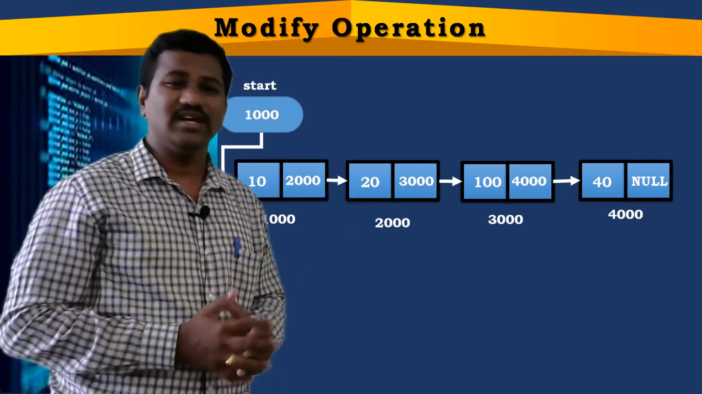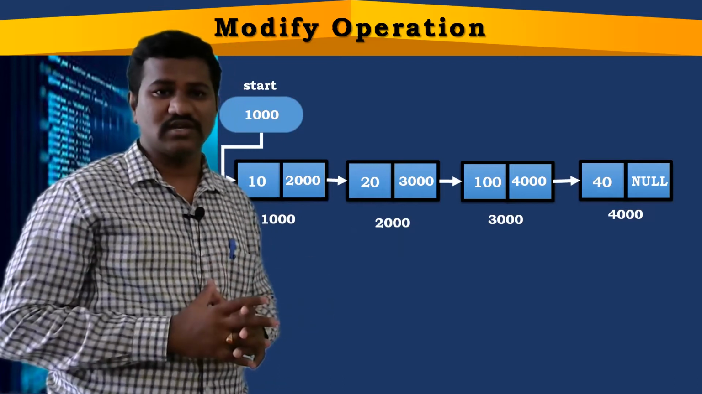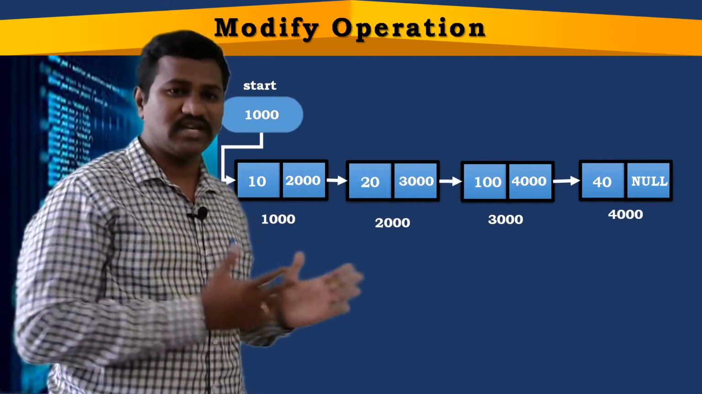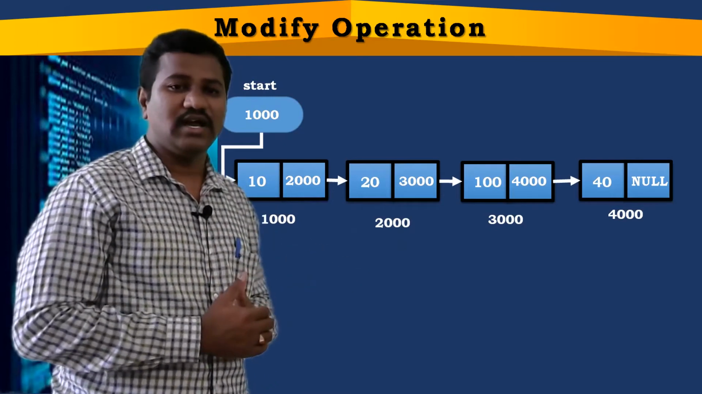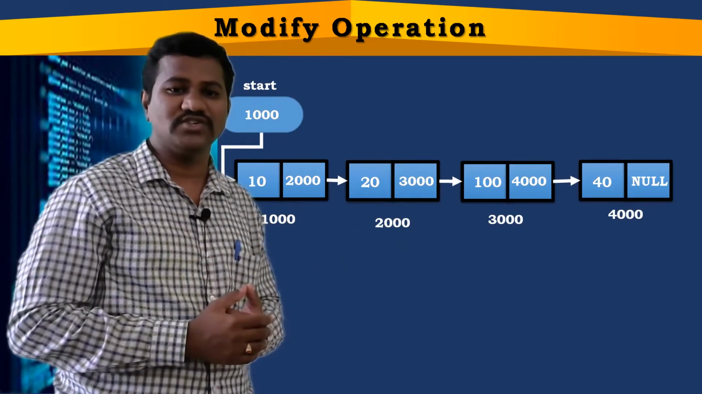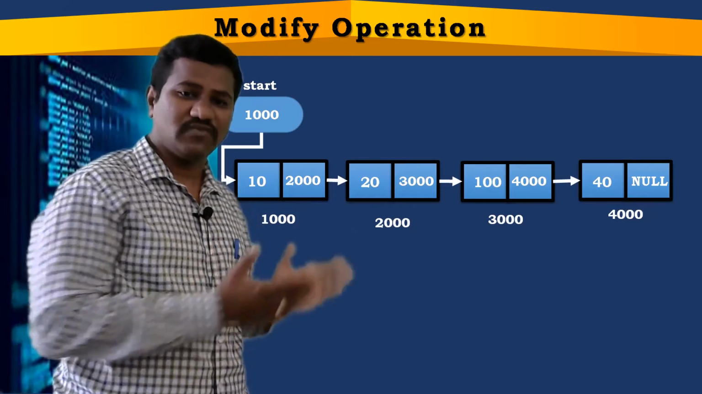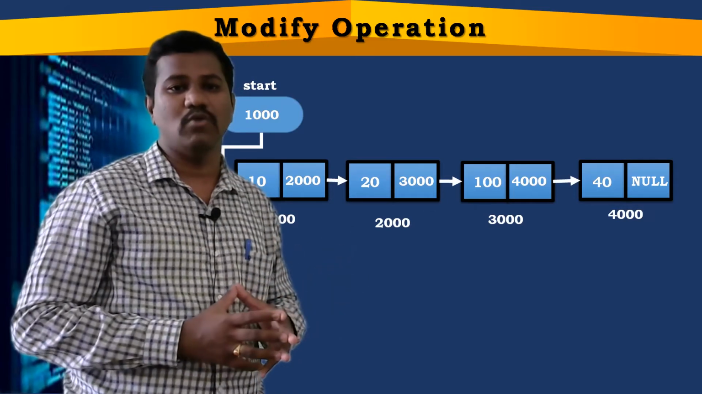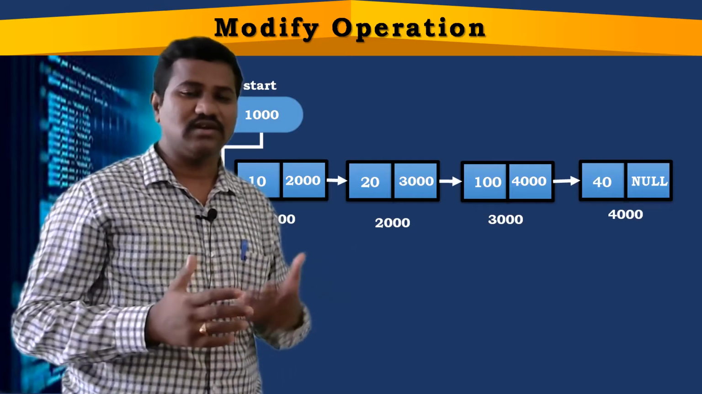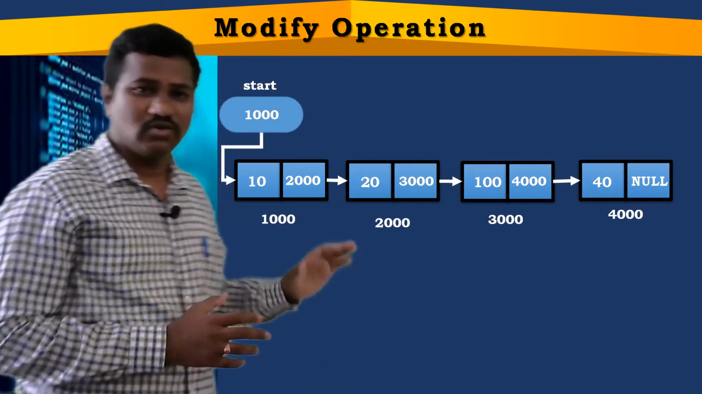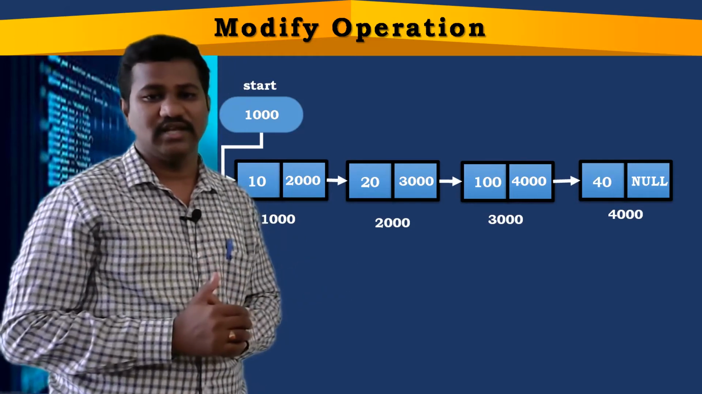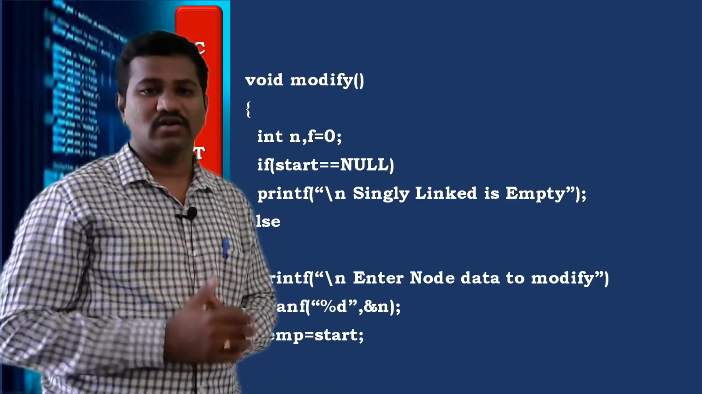In that case, if we follow this procedure, whatever value comes first will be considered. Suppose 10 is present 2 times here, the first 10 is going to be identified as the element found in case of a search operation. Whereas in case of a modify operation, the first node 10 is going to be modified. So that is a different case. This is how the modify operation is performed in a single list. Let's have a look at the coding part of that.